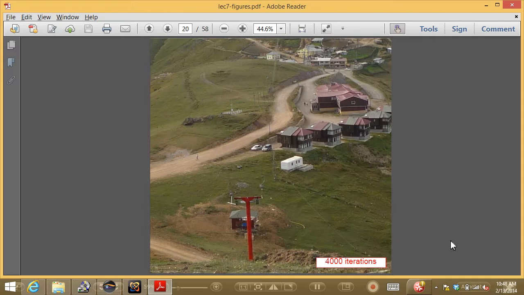But as I keep on iterating, the wires slowly go away until at 10,000 iterations, if I showed you this image, you probably would not have ever thought that there were wires in the image, right? I mean, it looks pretty good. And of course, from your distance, it looks fine.